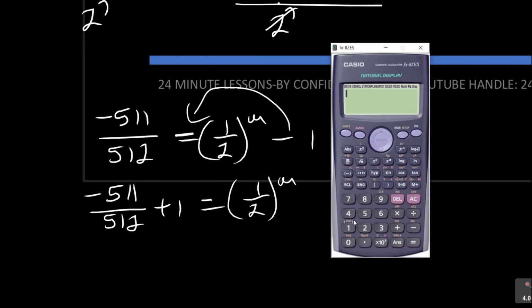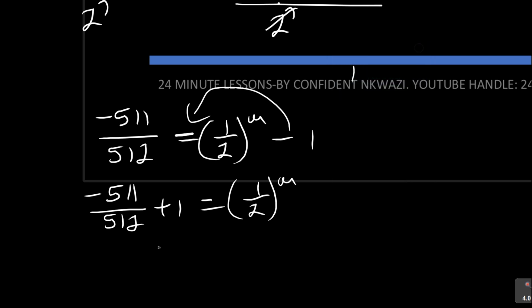So you have got negative 511 over 512 plus 1. It's giving me 1 over 512. So you've got 1 over 512 is equal to 1 over 2 to the exponent m.